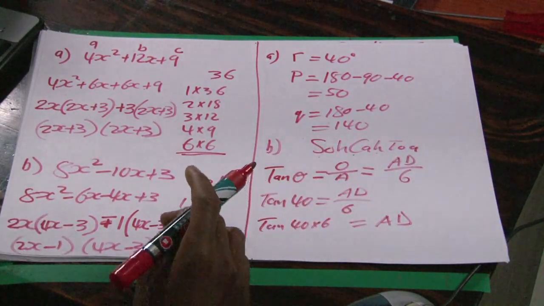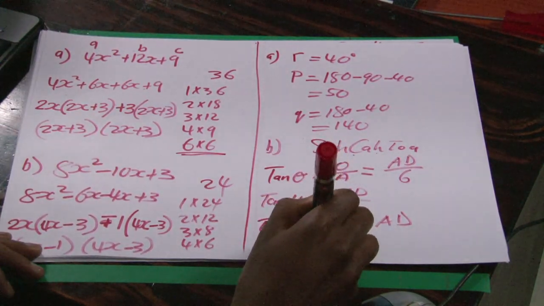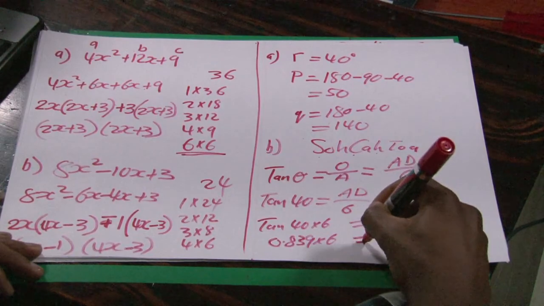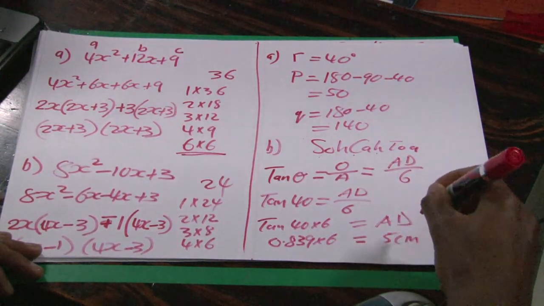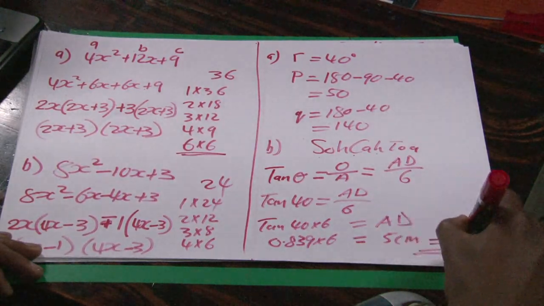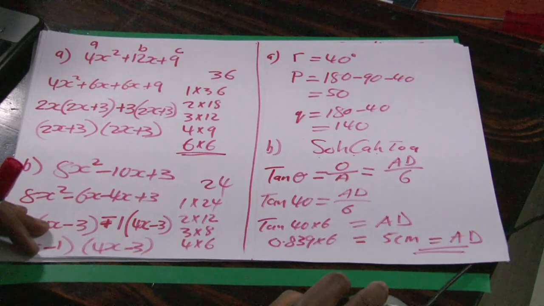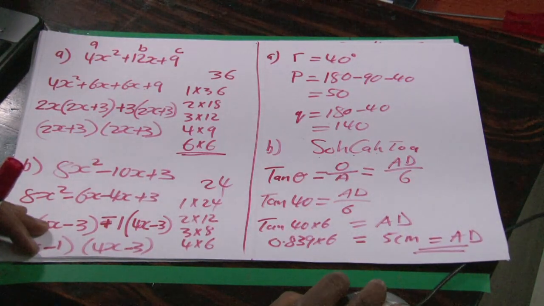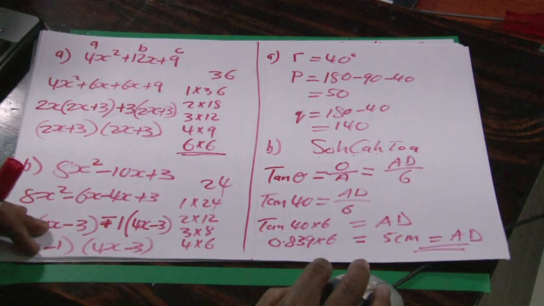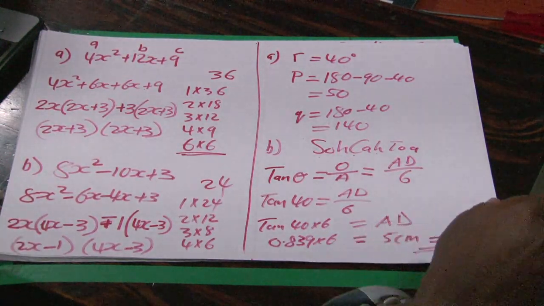Tan 40, you punch in your calculator, it will give you 0.839 times 6, which will then give you 5 centimeters. Meaning your AD is equal to 5 centimeters. Basically, this AD is 5 centimeters, and this one is 6 centimeters. So our answer for the length of AD is 5 centimeters.